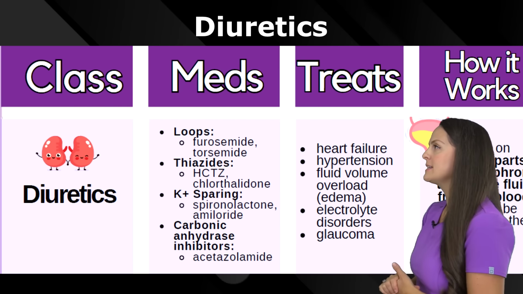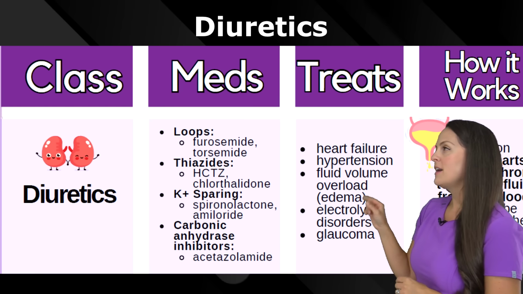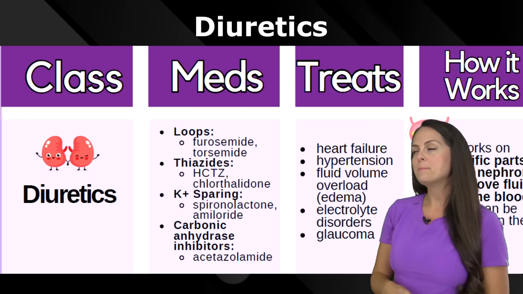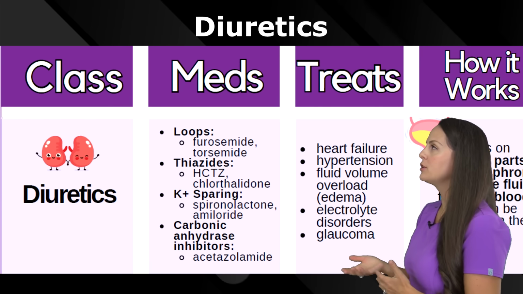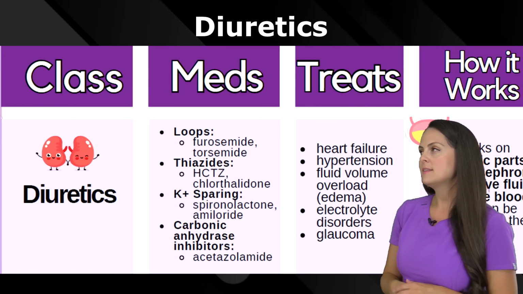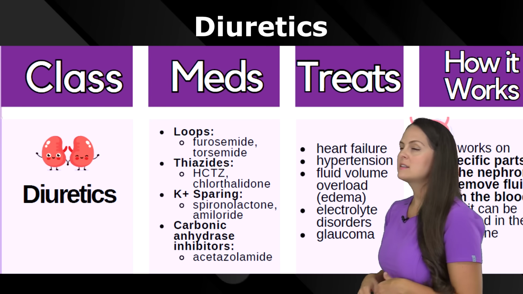For loop diuretics, this could include furosemide, torsemide. For thiazides, we have hydrochlorothiazide or chlorothiazide. Potassium sparing could include spironolactone or amiloride. And then lastly, carbonic anhydrase inhibitors could include acetazolamide.